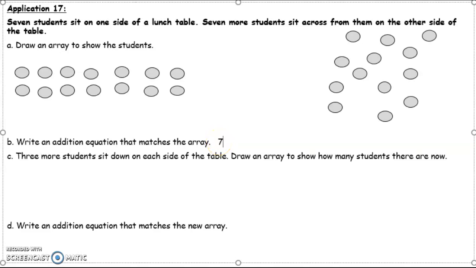Since we have 7 on the first row, we have 7 on the second row. That equals 14. So our equation should be 7 plus 7 equals 14. Now, there's another way that we could write this equation. Pause this video and write a multiplication equation that would match this array.